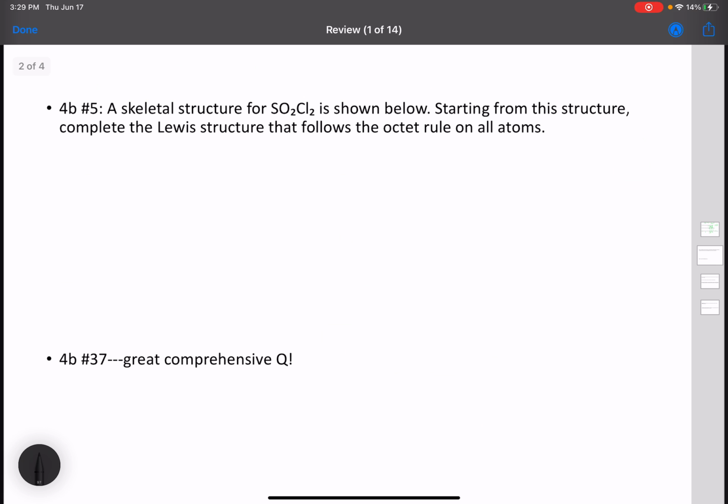All right, next page. Now for some stuff from the second half of chapter 4, which is all about Lewis structures and a little bit about VSEPR, the 3D shape of molecules.